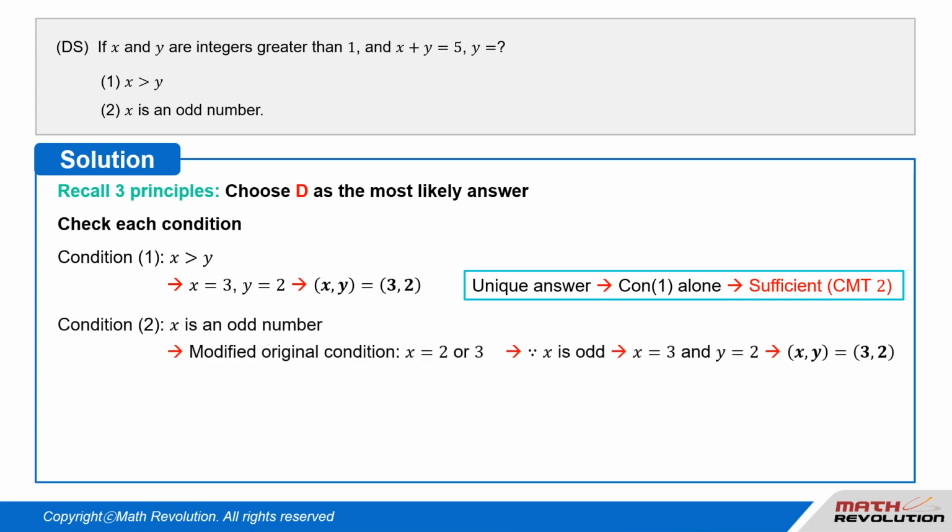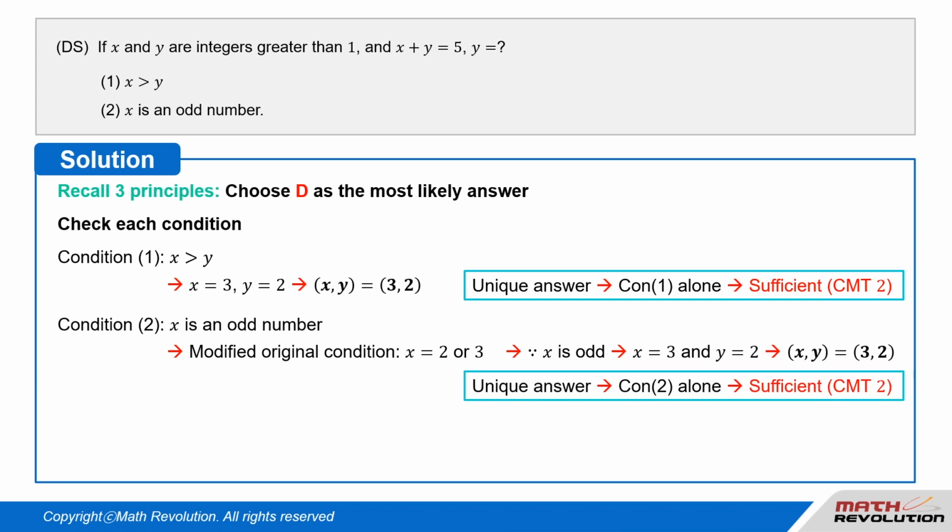Condition 2 tells us that x is an odd number. We had modified the original condition to determine that x could be one of the 2 values, 2 or 3. Since x is odd, that means that x is 3 and y is 2. That is, x, y equals 3, 2. The answer is unique, so the condition is sufficient by CMT2, which states that the number of answers must be 1.